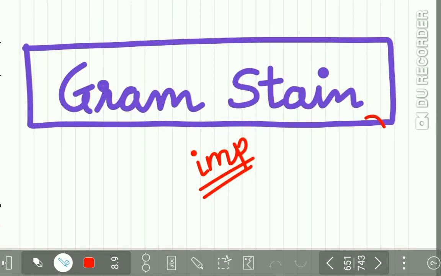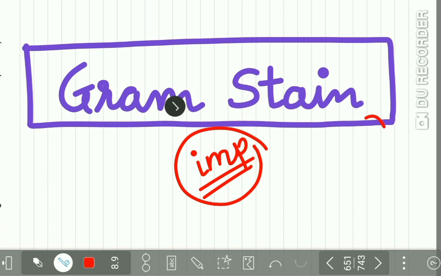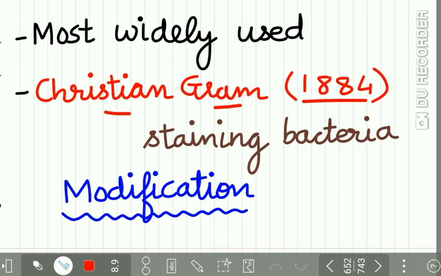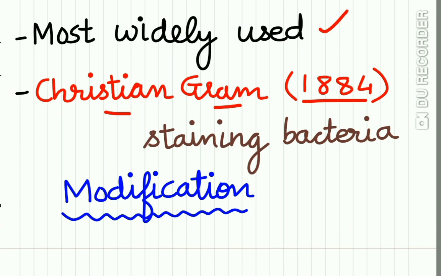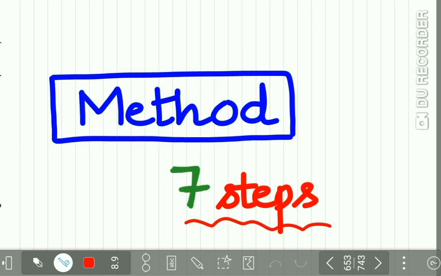Now let us study the gram stain in detail, which is a very important topic asked in your viva as well as theory. So gram stain is the most widely used stain in bacteriology. It was originally developed by Christian Gram in the year 1884 and it is a method of staining bacteria in tissues. Nowadays, certain modifications of gram stain are used.